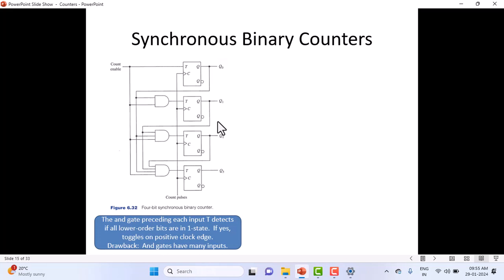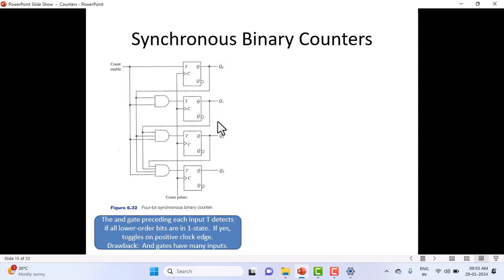This is the example for synchronous binary counter. Look at how the circuit is connected, construction is made. There are 4 flip-flops here. This is a 4-bit counter, and counter outputs are labeled as Q0, Q1, Q2, Q3. This is sequential circuits. We don't have any input here. Only input for this is the count pulse and the count enable.